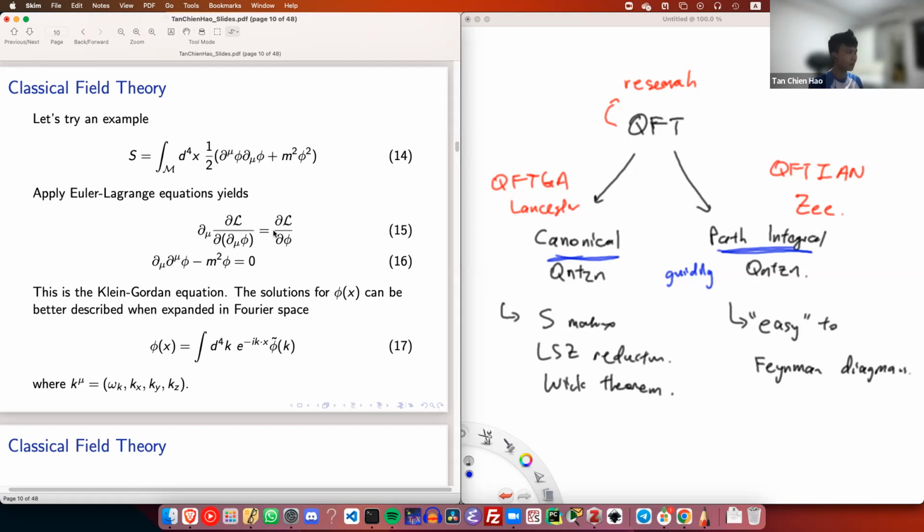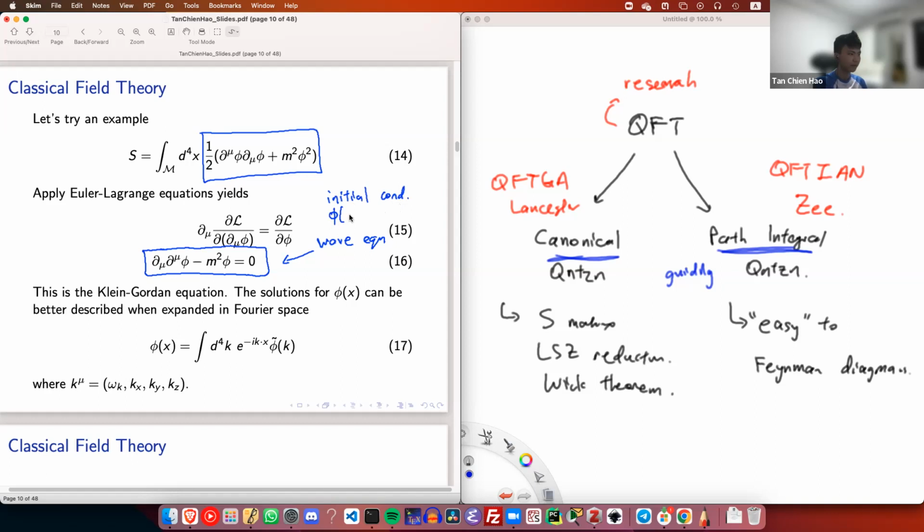Let's illustrate that with an example. If the Lagrangian is this, then the Euler-Lagrange equations would yield this equation. This is a field equation. This is the Klein-Gordon equation, and essentially this is a differential equation. It's a wave equation for the field phi. The Maxwell equation is also a wave equation. And when you have to solve a wave equation, you need the initial conditions, at the initial time.